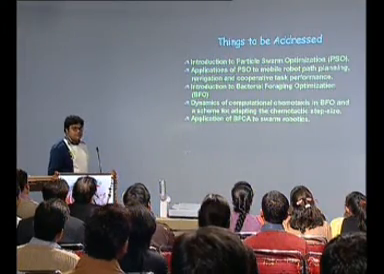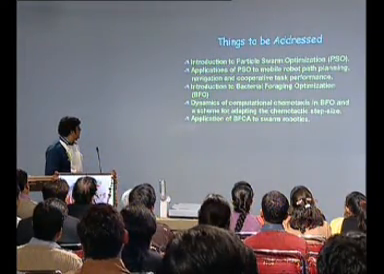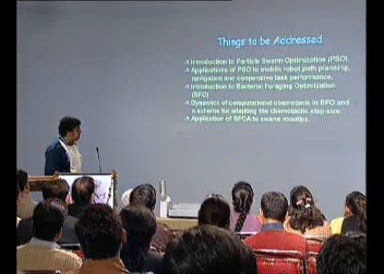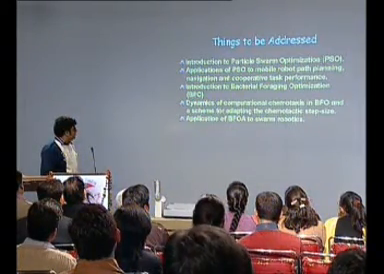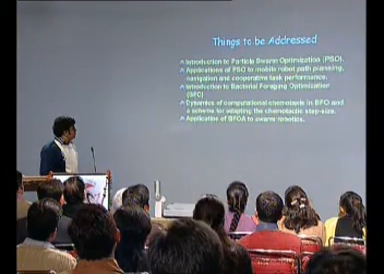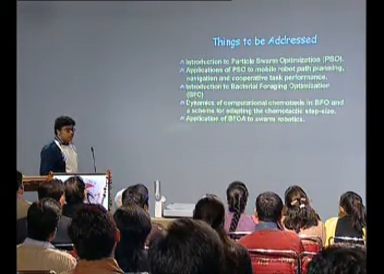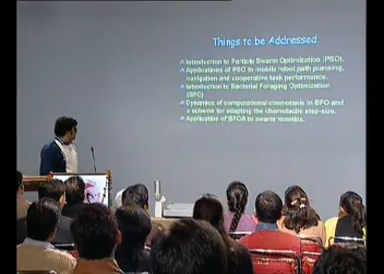Things that I intend to cover in this show are an introduction to particle swarm optimization, which is a very recent and relevant swarm intelligence technique. Applications of PSO, which is a short form of particle swarm optimization, to mobile robot path planning, navigation, and cooperative task performance. Then a short introduction to bacterial foraging optimization, where we learn how to seek the optimal points from the behavior of Escherichia coli bacteria that live in our intestines. Then a mathematical model for BFO and a scheme for adapting the chemotactic step size.